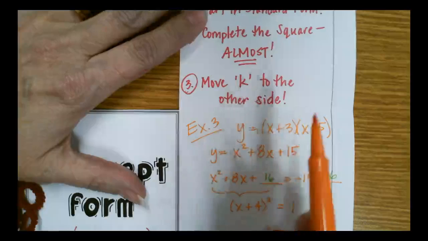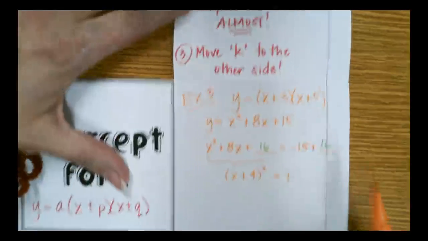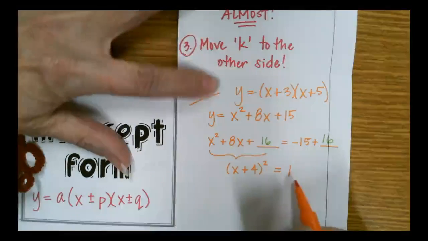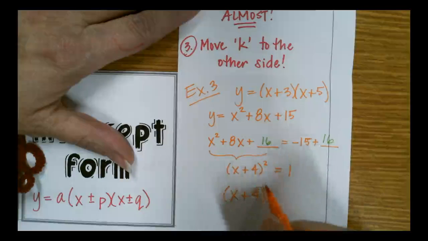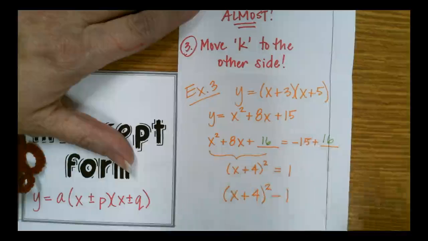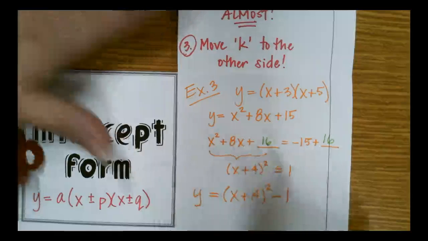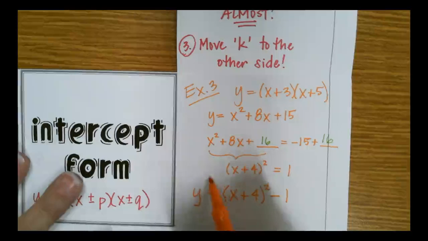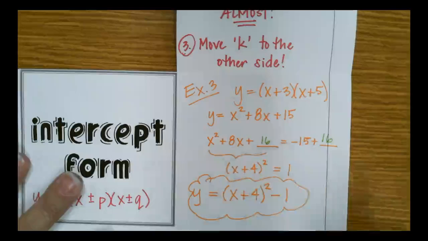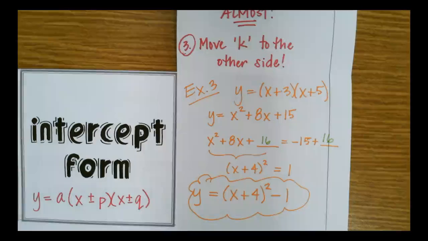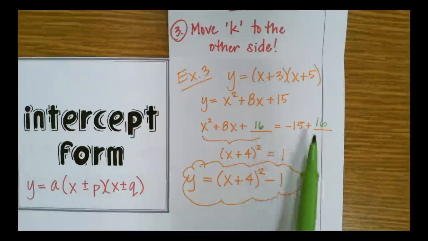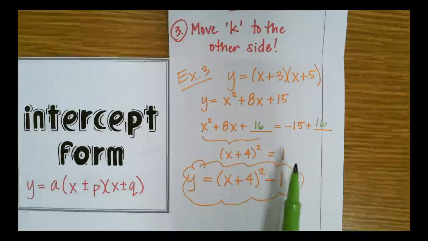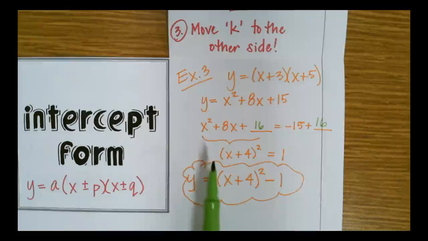So now what I need to do is move k to the other side. Well, here's my k. So I'm going to bring this back over. So I'm going to have x plus 4 squared minus 1, and that is vertex form. So vertex form is completing the square almost to the end. But instead of solving, I'm just going to get the value on the right, which becomes the k, and then I'm going to bring that back over to the left side.